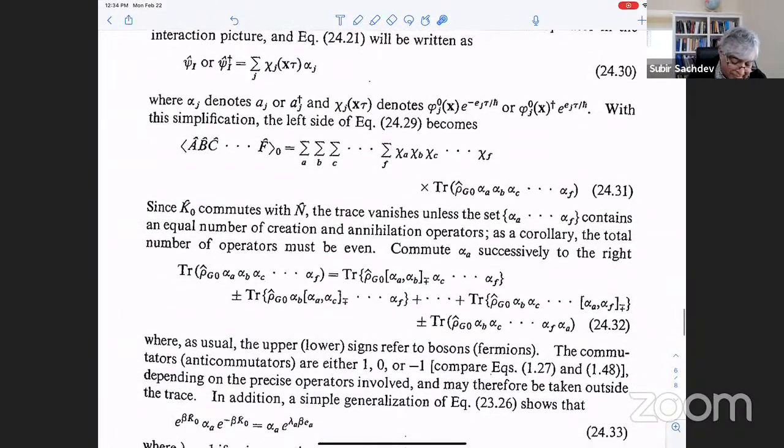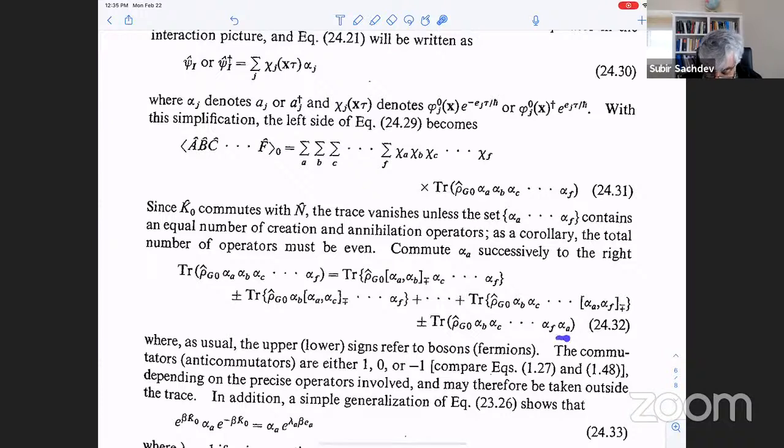So this is what we have to evaluate. And now you do what I just said. You take alpha A through alpha B. When you do that, you'll pick up the commutator or anti-commutator of alpha A with B. Then you take it through alpha C, then you'll pick up the commutator of alpha A with alpha C. And finally, you take it through alpha F, and you pick up the commutator of alpha A with alpha F.